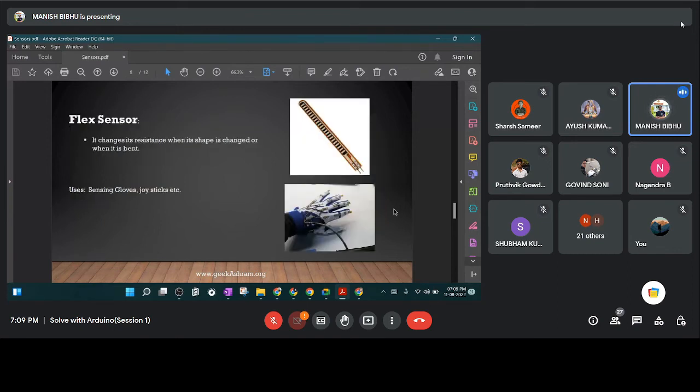Next is flex sensor. Flex sensor will mainly increase the value when we bend it, and it is used for sensing gloves, joysticks, etc. Like sensing gloves, it means when we bend the finger, the sensor also bends, and it increases the value of resistance, and we will perform any task by the value of resistance. If the sensor is straight, it has some value, and when we start bending it, it increases the value of resistance, and we can use that for any other tasks.